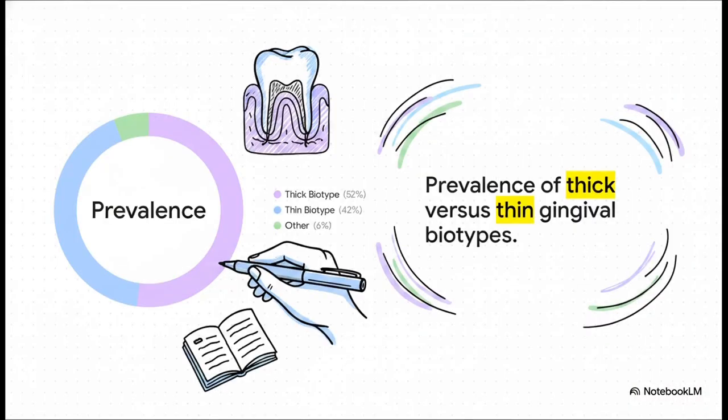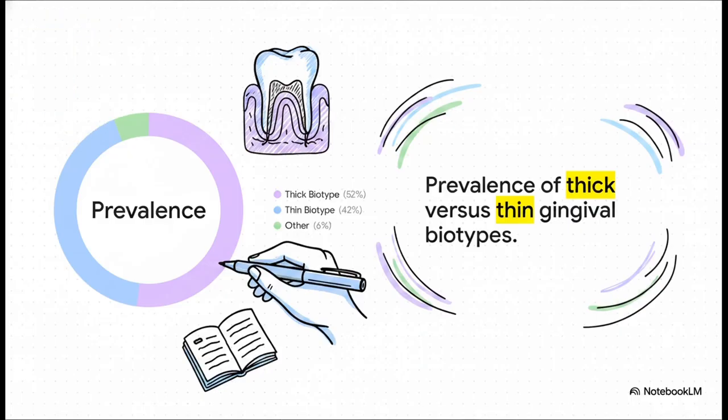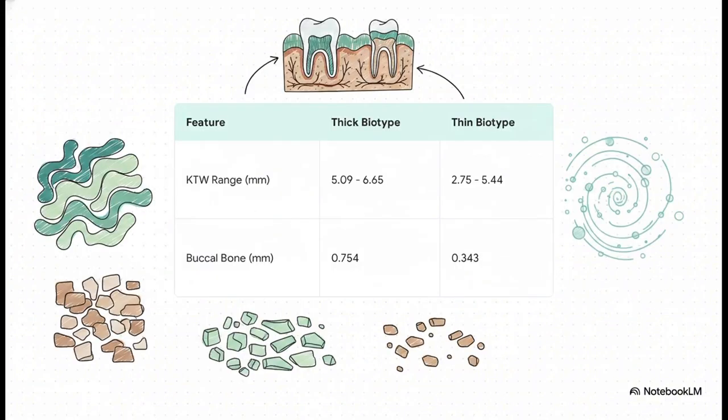Definitely grab a pen for this one, because you need to memorize this highly testable statistic. When assessed on the basis of gingival thickness, a thick biotype is more prevalent at 51.9%, compared to the thin biotype at 42.3%, with other types making up 5.8%. These are the exact numbers drawn directly from the source literature, and knowing them cold is going to give you a major edge. Let's lock in some more exact numbers for your boards.